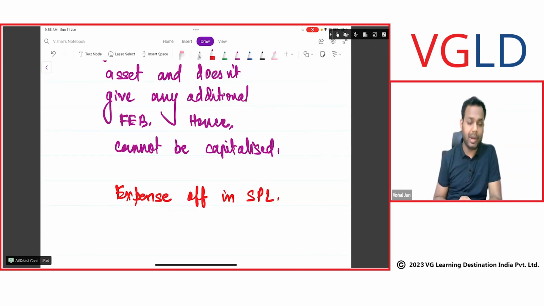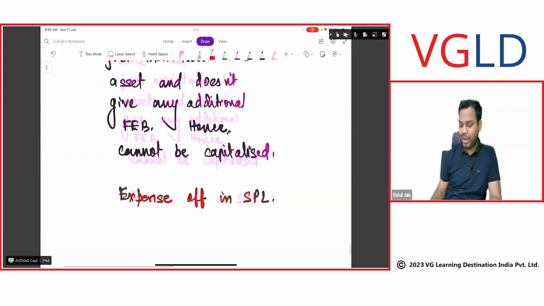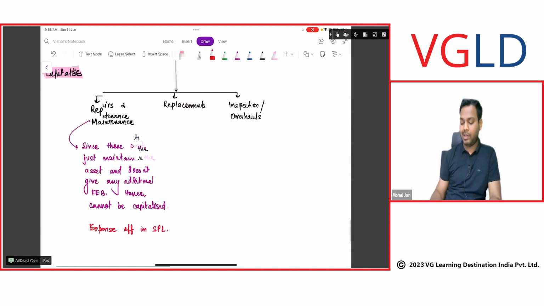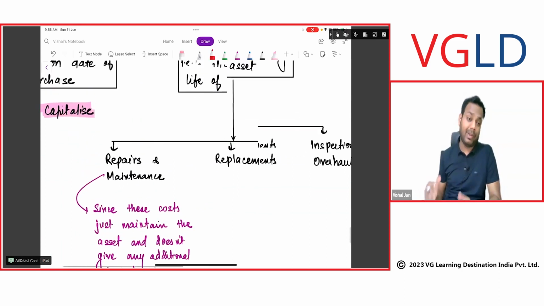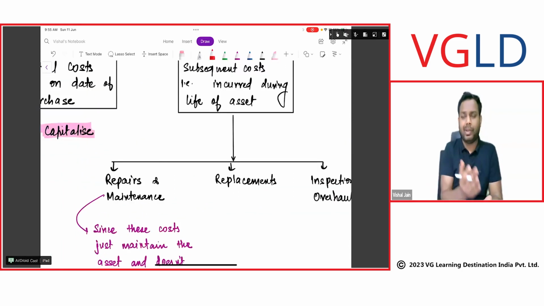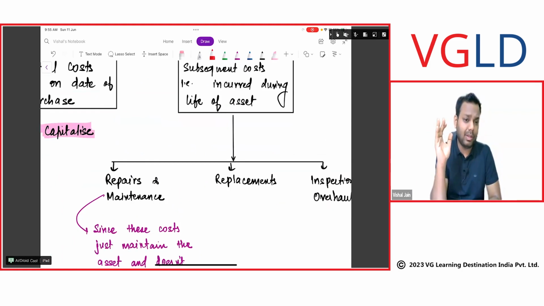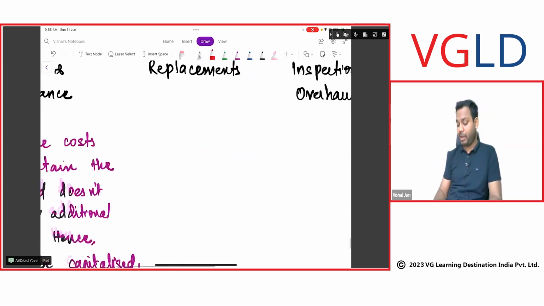No, no, Hiral, I didn't say that. If that was the point, then why would I classify these subsequent costs into 3 types and then discuss each and every type? I would have simply said all the subsequent costs should be transferred to P&L. Are you understanding, Hiral? Okay. Now, replacements.